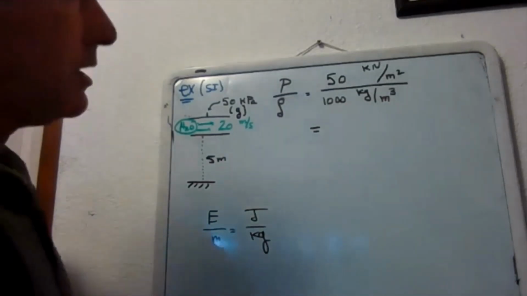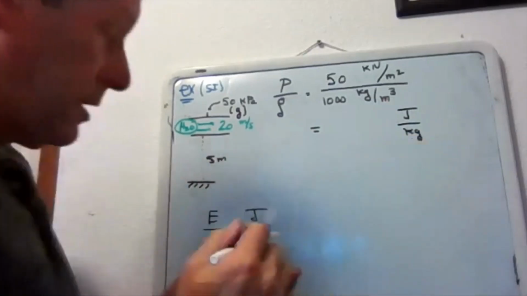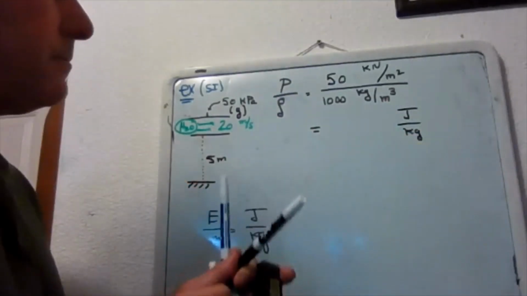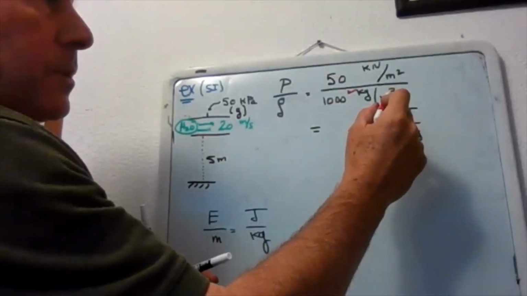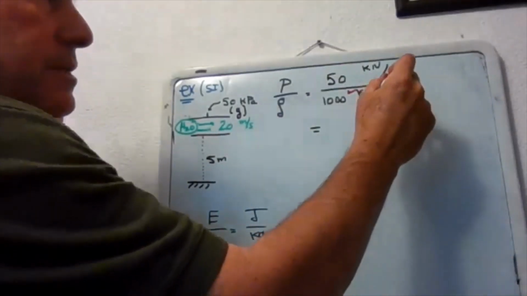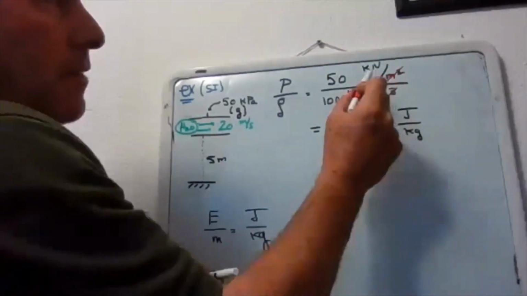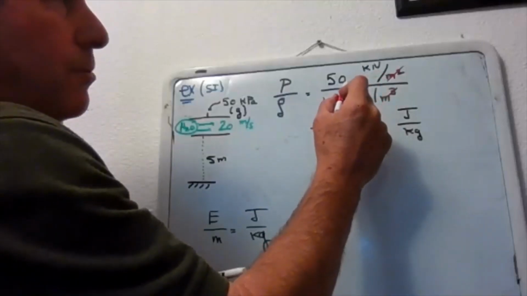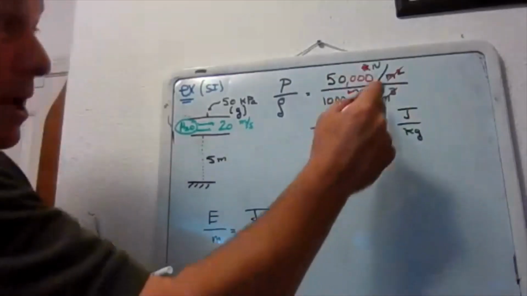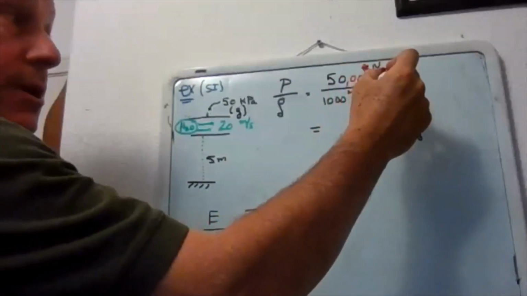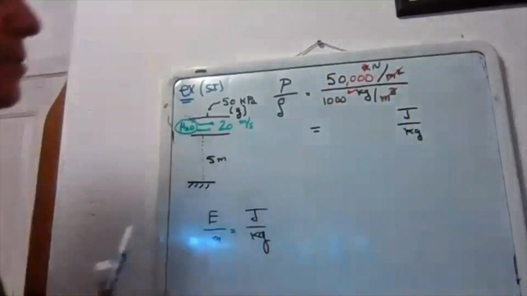Okay, so taking a look at this, I would like this to turn out to be joules per kilogram. It's looking pretty promising. I have kilograms here, which is good. And then these meters squared and meters cubed will cancel out, so I'll have 1 meter. This is kilonewtons, so I could take that numerator and make it into 50,000 newtons. And then I'll get what I want, because this meter will flip up. I'll get a Newton meter, okay? And so I'll get 50,000 joules over 1,000 kilograms.